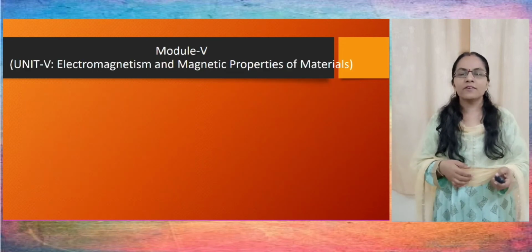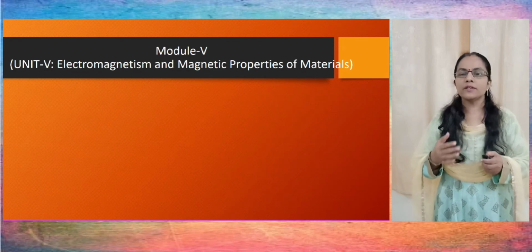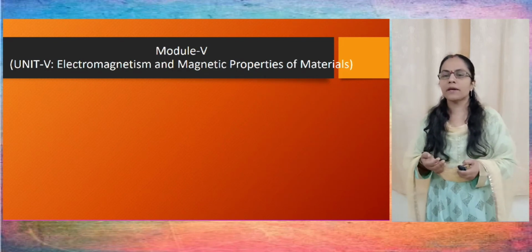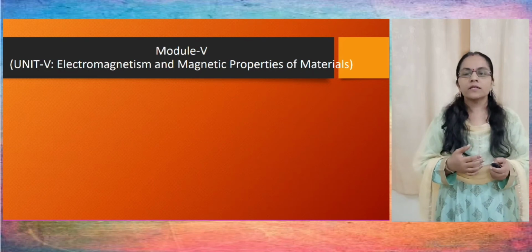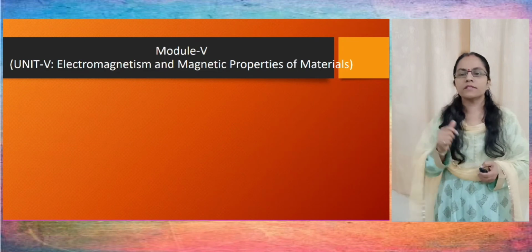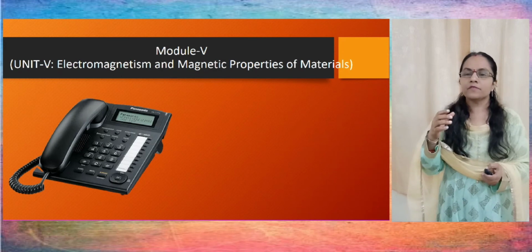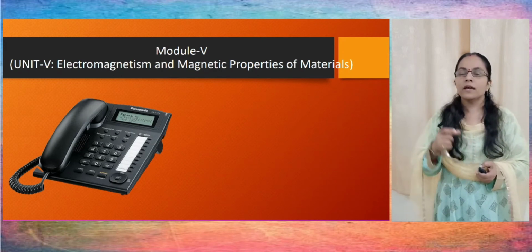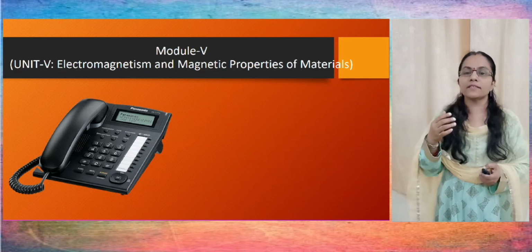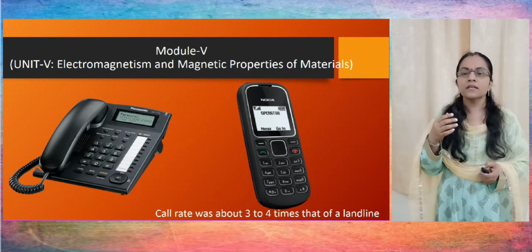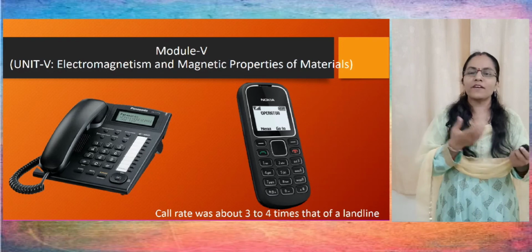So now the last module, that is the fifth module, is designed for unit 5 of the syllabus, that is electromagnetism and magnetic properties of materials. Do you know, in the year 2000, most of the telephones were landline. So at that time, very few people were using cell phones. A cell phone call was costing about 3 to 4 times that of a landline. So now you cannot imagine living without wireless connectivity, right?